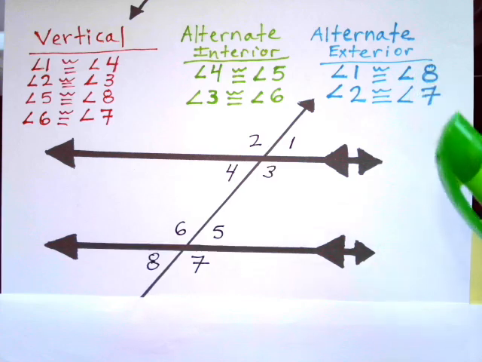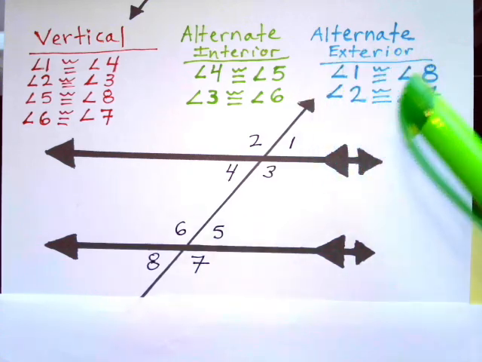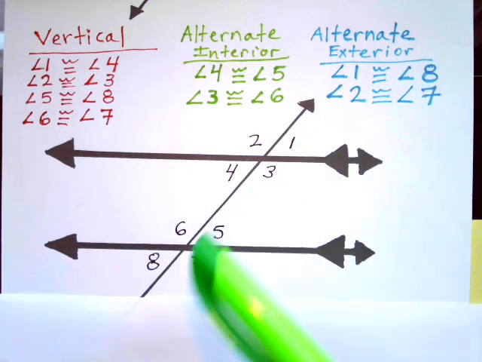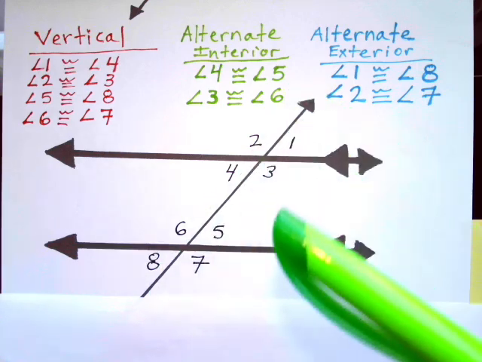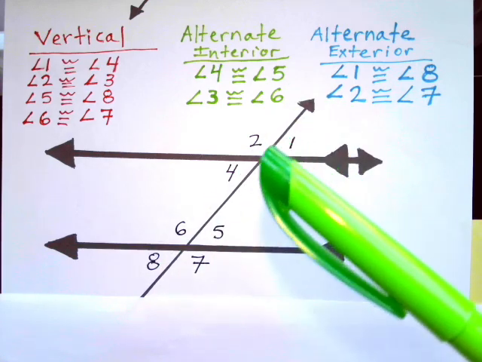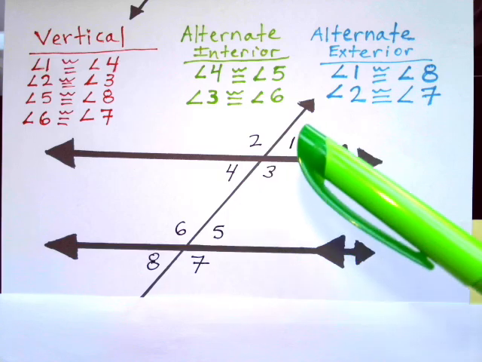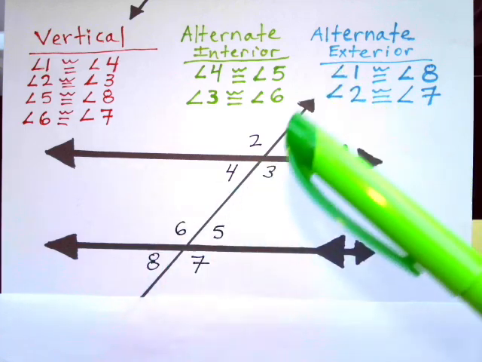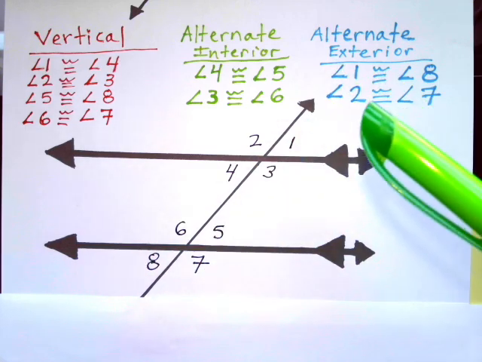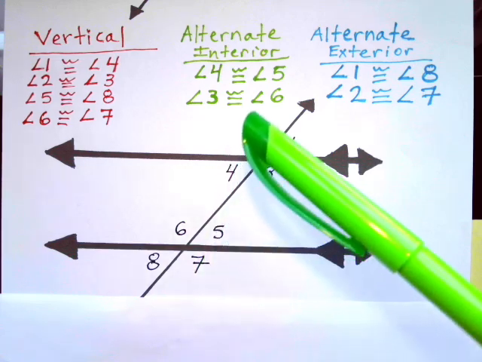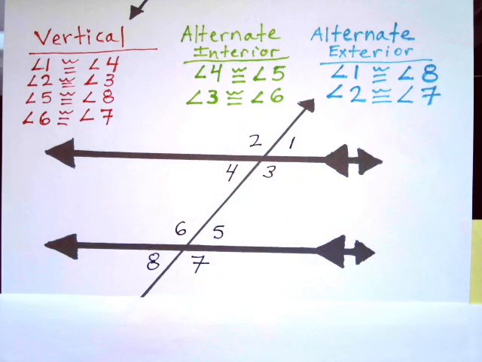Alternating exterior angles, right? Angle 1 and angle 8, they're both outside the parallel lines, and they're alternating the side of the transversal. So they're alternating exterior. And also 2 and 7 are alternating exterior angles. All right, if I've gone too fast, please stop, pause, or rewind the video and check it out.